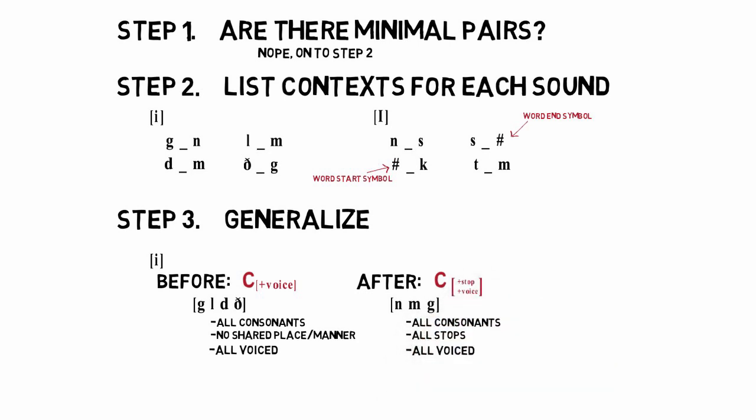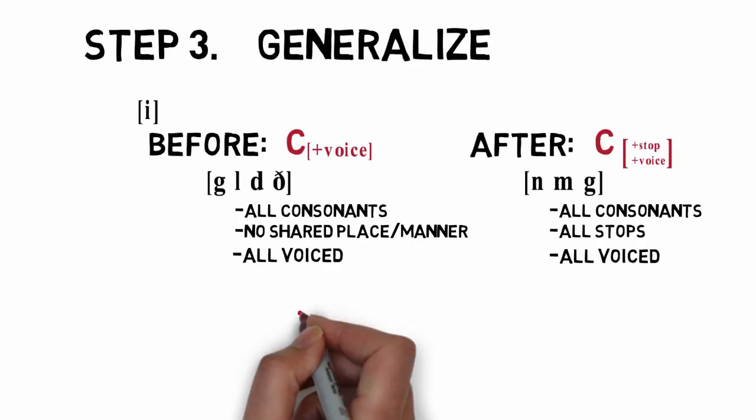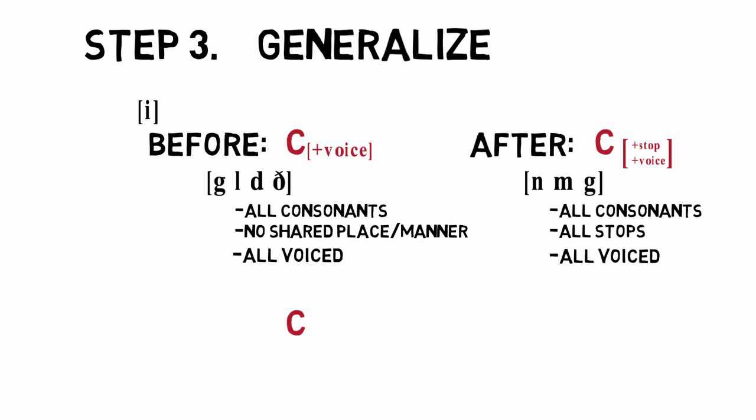Okay, good. So we have a general context for E. We can say that E occurs between a consonant that is voiced and a consonant that is a voiced stop. And we will write it like this just to give us that. So the underscore basically means this is the context in which it occurs.